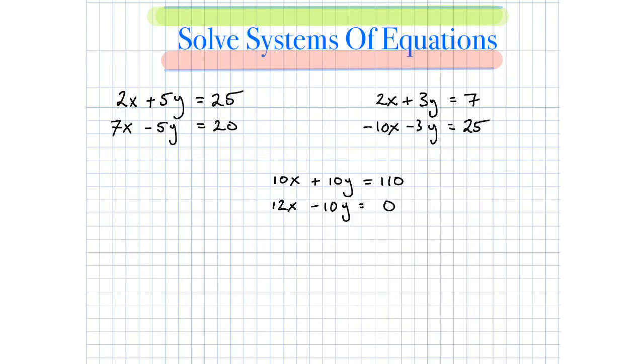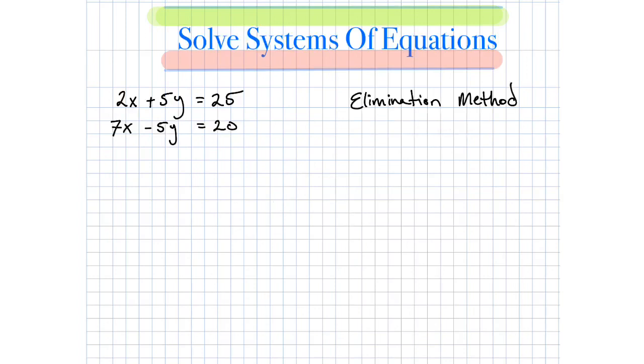Okay, let's solve some systems of equations using the elimination method. Here we have our first system of equations. We're going to solve it using the elimination method. To use the elimination method, we just add these two equations together, going from top to bottom. We do this to get rid of one of the variables, in this case the variable y.